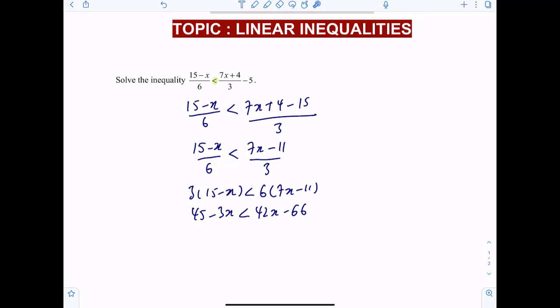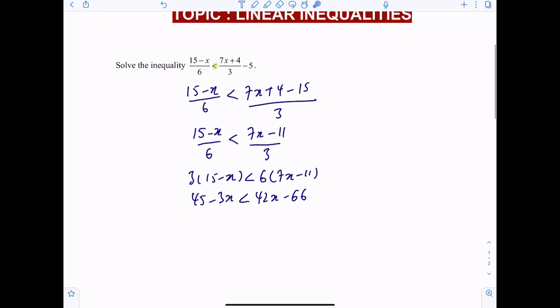And then here comes the technique of linear inequalities. We try and bring the x to the side that will make it positive. And we treat inequality like an equal sign. Alright, so the best side to bring x to is not the left side, because if you do that, you get negative 3x minus 42x. We will be dealing with a negative x term. Instead of that, we bring the x to the right side.